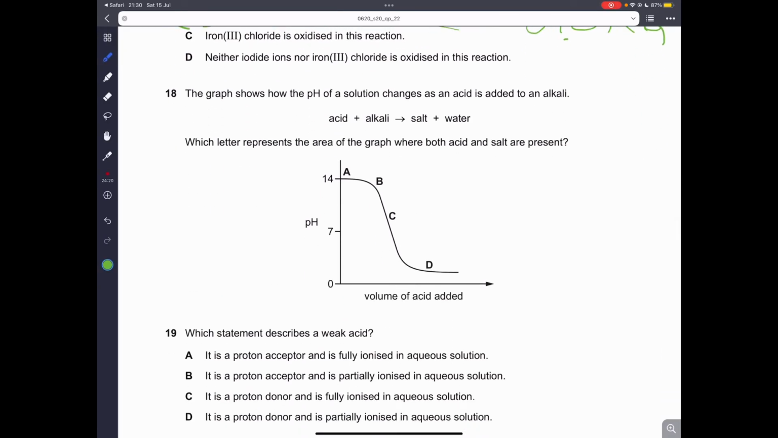Question 18. The graph shows the pH of solution as an acid is added to alkali. Acid plus alkali gives salt plus water. Which letter represents the area of the graph where both acid and salt are present? Where both acid and salt are present, there is an acidic condition. Therefore D is the correct answer.